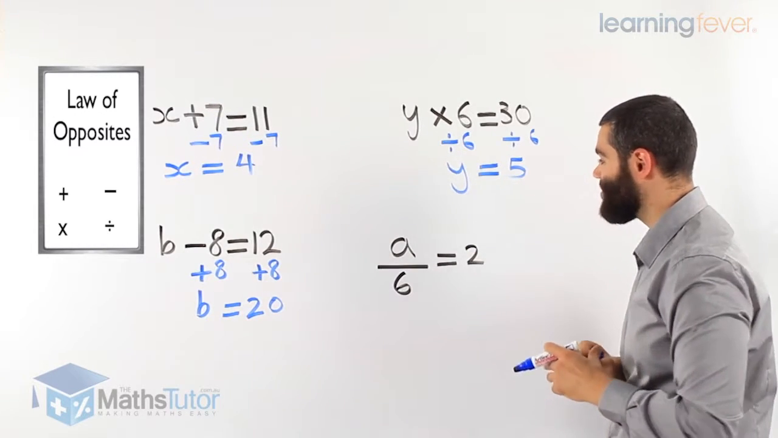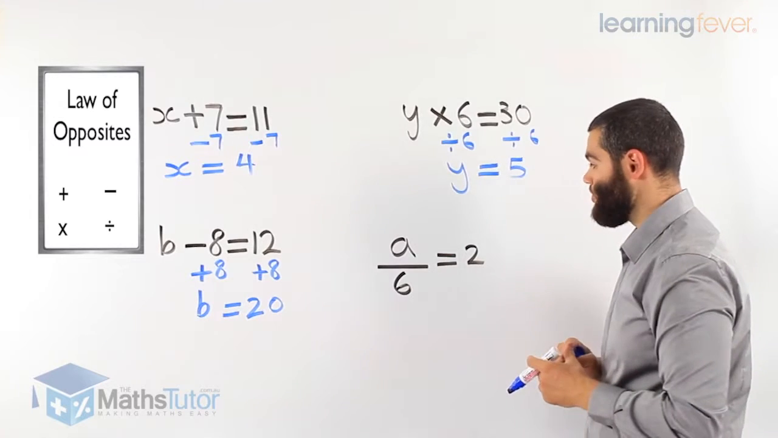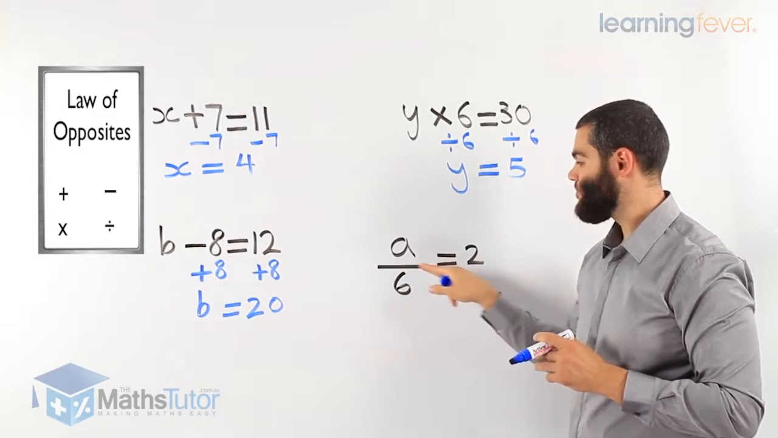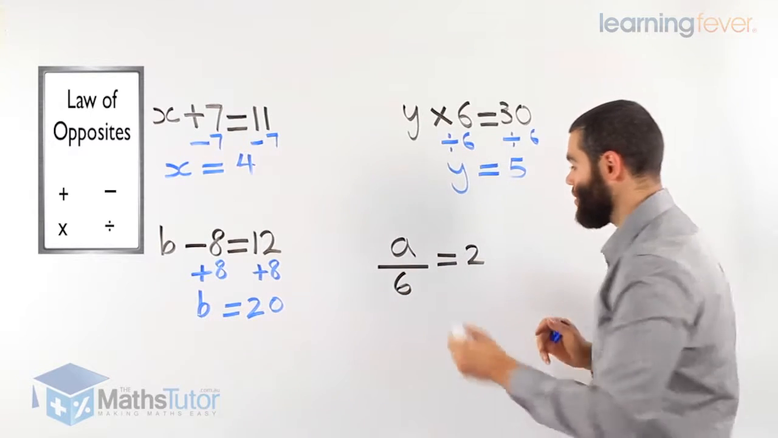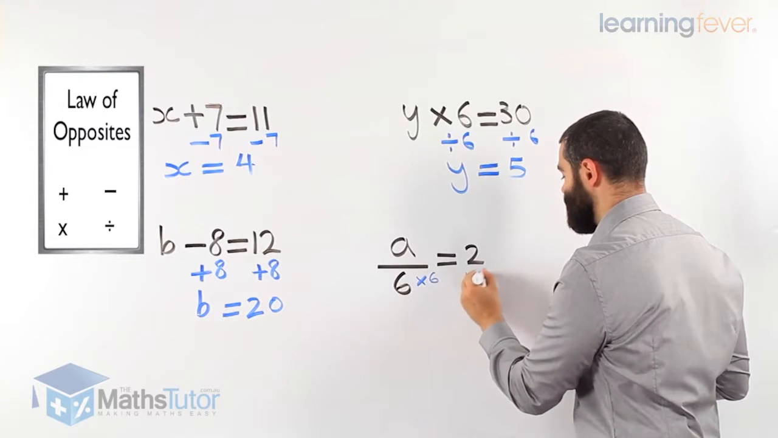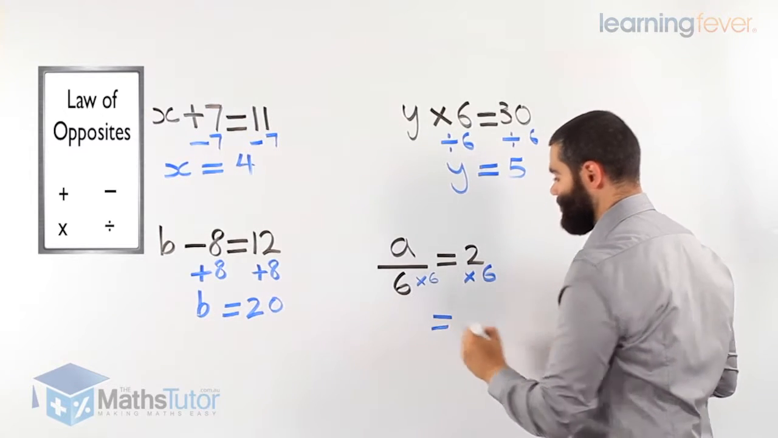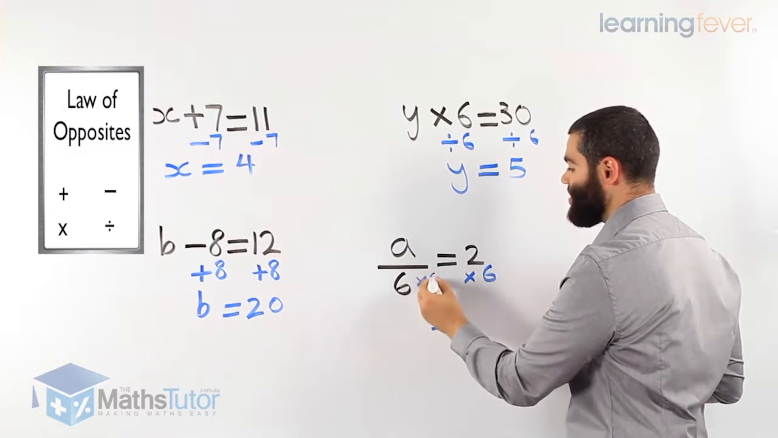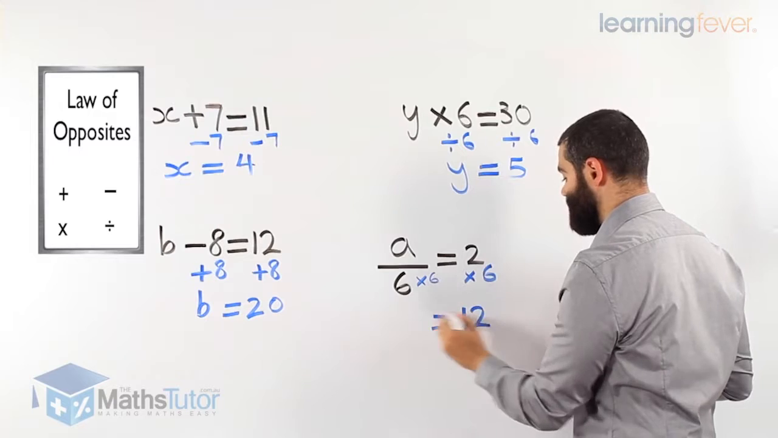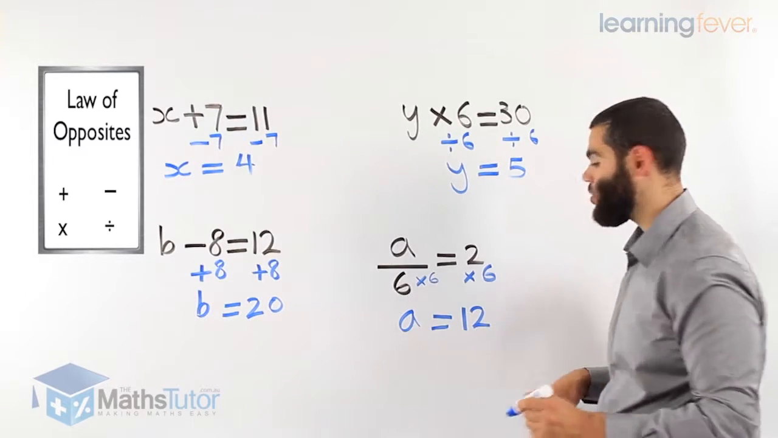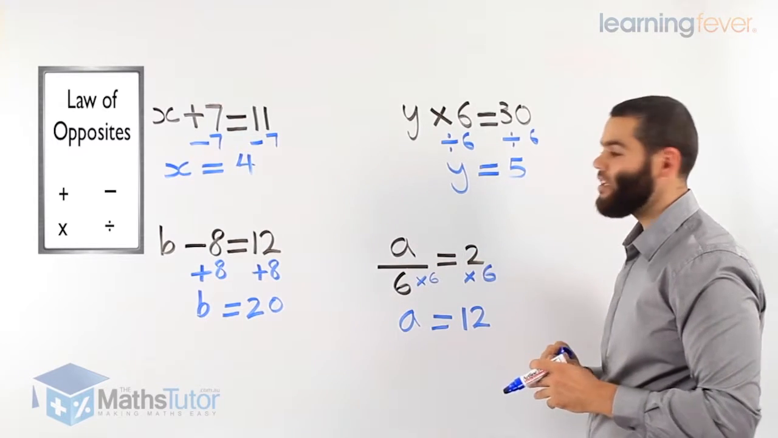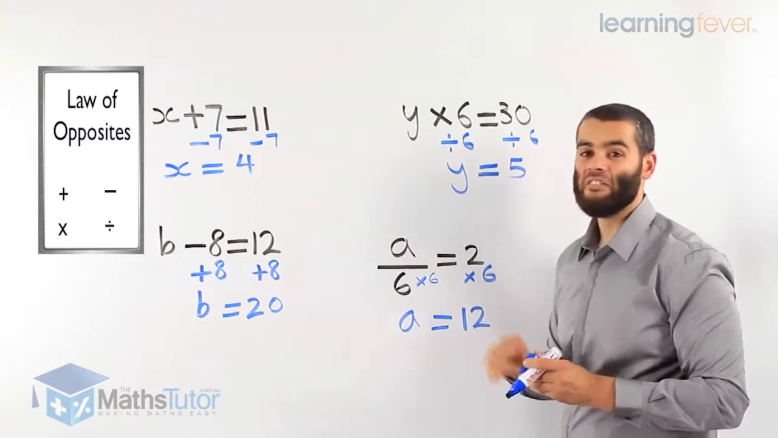A divided by 6 is 2. So we said the law of opposites, the opposite of divide is times. So we times by 6 here. What we do to one side, we do to the other side. Times 6, divide by 6 and times 6 cancel each other out. 2 times 6 is 12. A equals 12. Does it work? 12 divided by 6 is 2. Yes, it works.